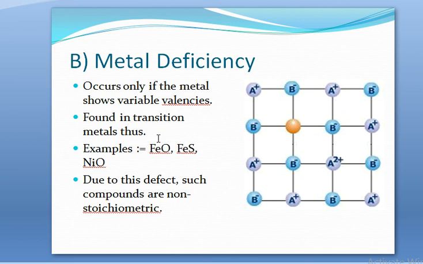Found in transition metals, for example FeO, iron oxides, iron sulfides, nickel oxides. Due to this defect, such compounds are always non-stoichiometric. You don't have a perfect ratio of 1:1. By the chemical formula this might seem like 1:1, but it is not 1:1. The ratio is, we have iron 0.96 to 1 of oxygen. That is a non-stoichiometric defect. That's it.